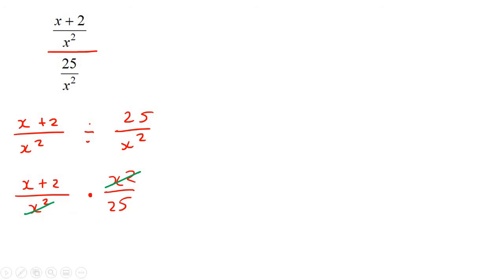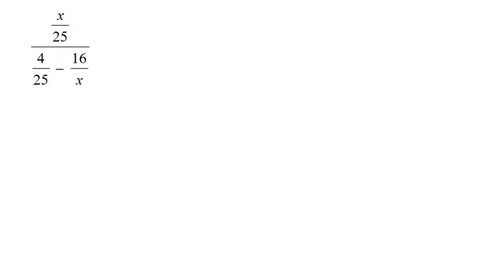You may be thinking, Kevin, don't we need to get a common denominator? Now, that's only if we are using plus and minus in between, okay? But when you're multiplying, you don't do common denominators. So the final answer is just going to be x plus 2 at the top and 25 at the bottom.